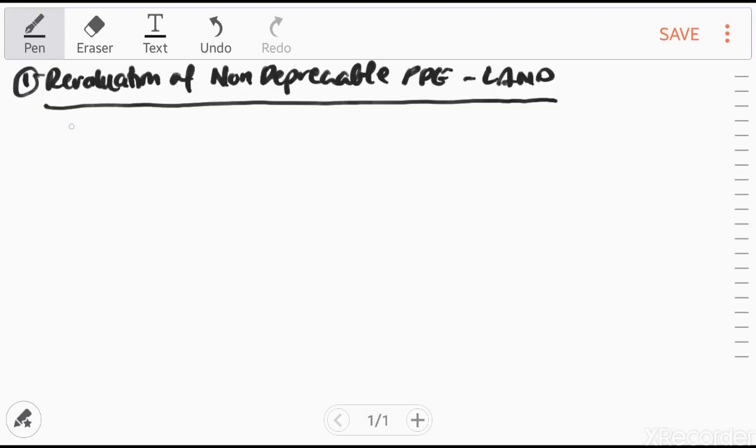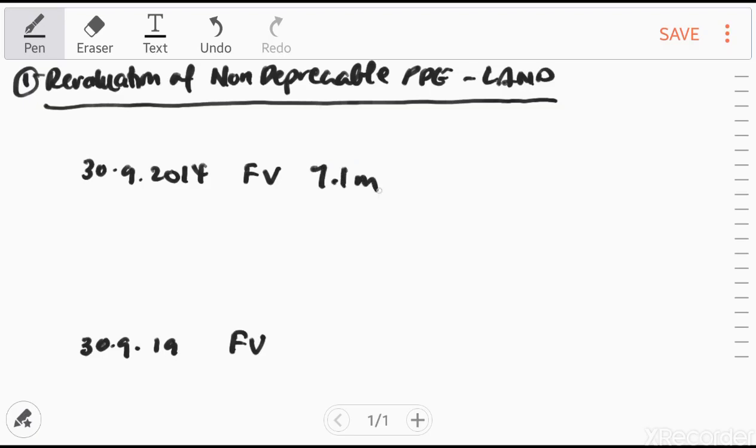So we are given the information for fair value on 30th of September 2014, and we are also given the information on fair value on 30th of September 2019. So I put here the fair value. The fair value is 7.1 million on 30th of September 2014, and another one is 8.2.